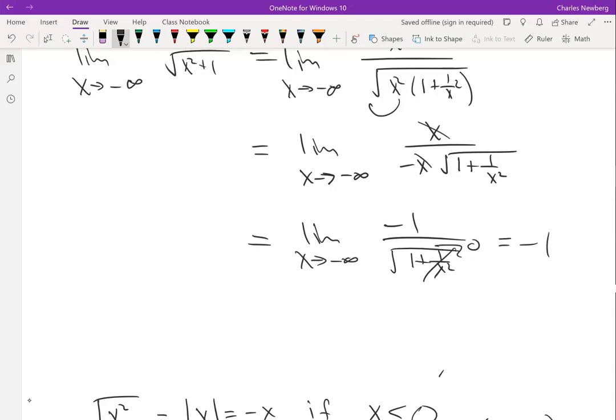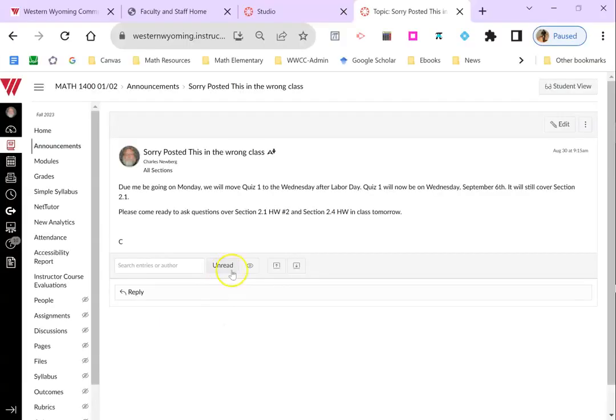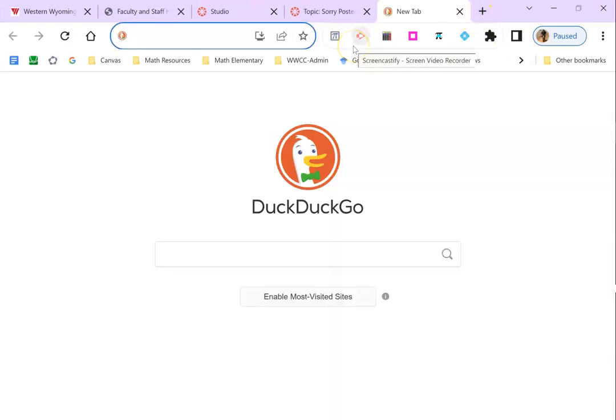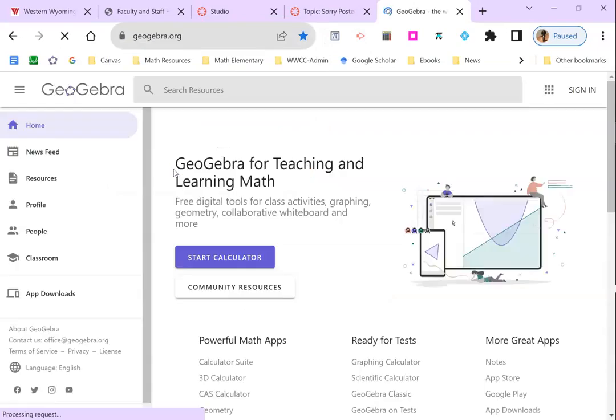And now let's look at its graph. Let's look at the graph of this function. And I'm going to go ahead and do it on my computer. I forgot to get GeoGebra open here so I can get it recorded. So let me get GeoGebra.org. Let me start a calculator here.